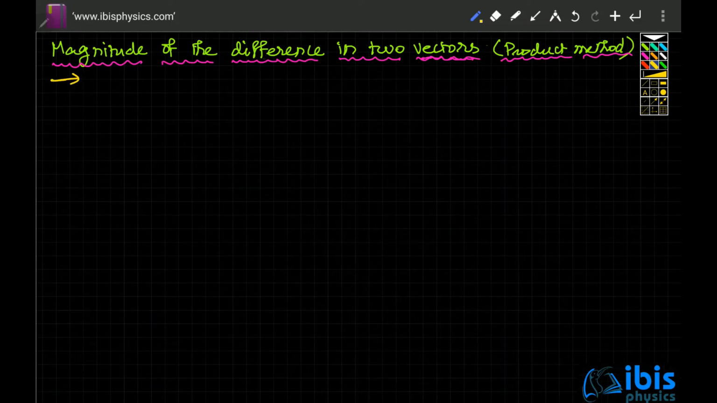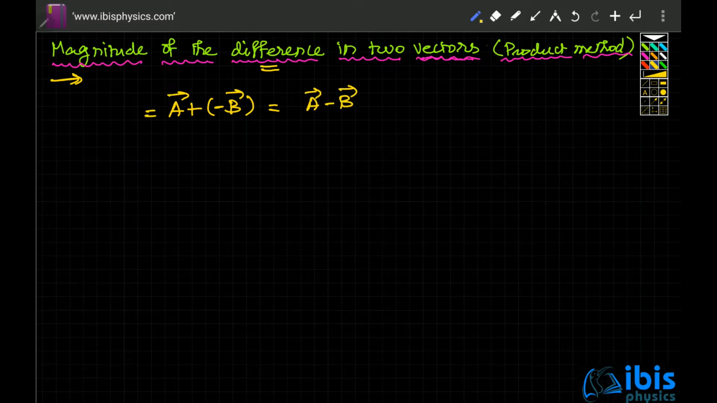In the previous video, we watched the magnitude of the sum of two vectors. Now we are going to look at the difference between the two vectors. Let's say A is one vector and B is another vector. The difference between them is A plus minus B vector, which is nothing but A vector minus B vector.